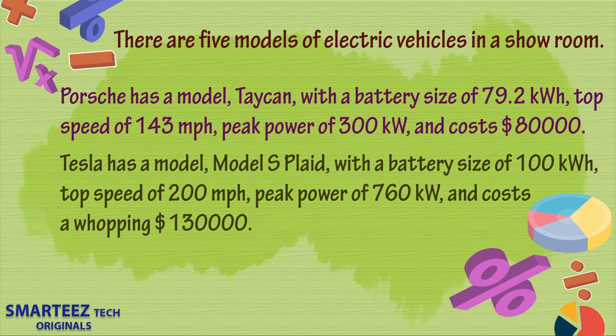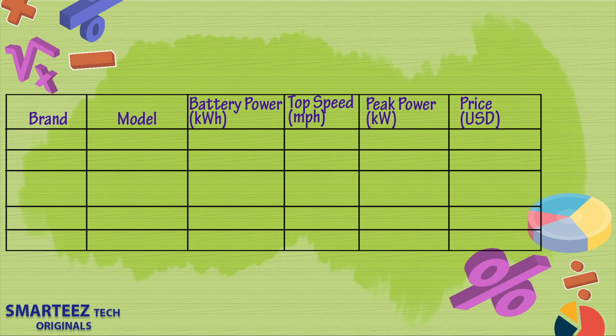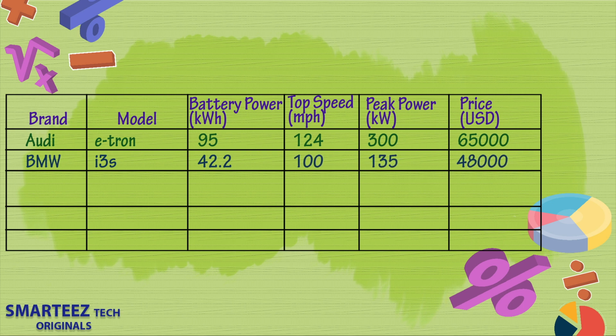You will see how much easier it becomes to read once the data is arranged and displayed on a table. The column names are brand, model, battery power expressed in kilowatt-hours, top speed expressed in miles per hour, peak power in kilowatts, and price in US dollars. Now the first row reads Audi e-tron 95, 124, 300, 65,000. The second row reads BMW i3S 42.2, 100, 135, 48,000.